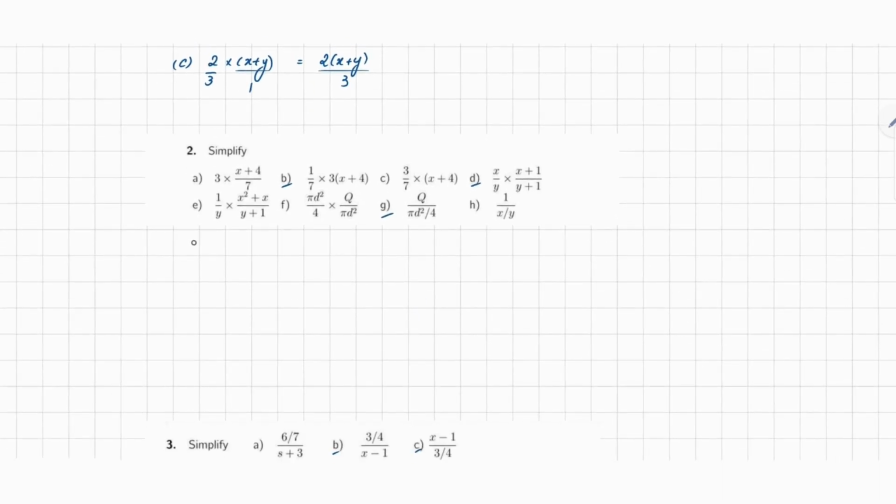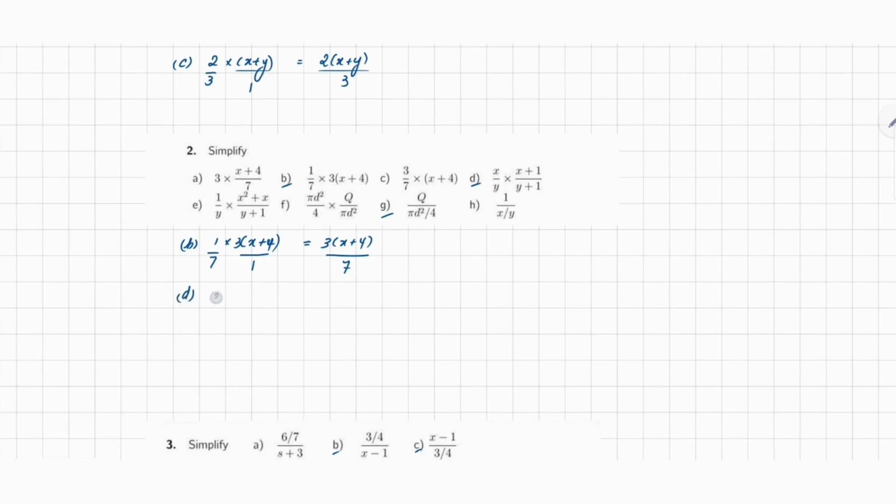Next, we have question 2. Let's do B. We have 1 over 7 times (3 times x plus 4). Here too, we can consider 3 times x plus 4 in the numerator, and we have 1 in the denominator. That gives us 3 times x plus 4, because 3 times 1. And we have 7 times 1, so that's 7.